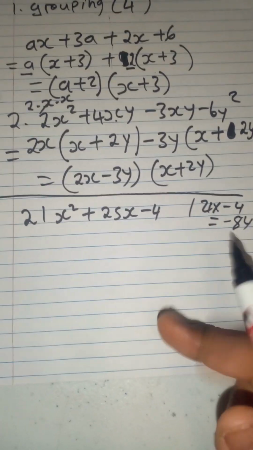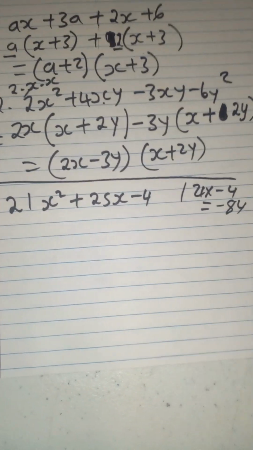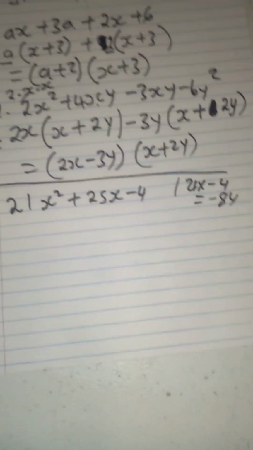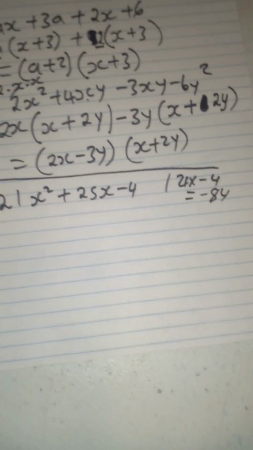Is it fine? So now what is going to happen is that you are simply going to use the very same method I gave you, where you say 84 divided by 2, 84 divided by and so on. So now let me write this here so that you can understand the whole procedure. Okay, so now I have 21x squared plus 25x minus 4. So the first thing first, I said you write 21 times negative 4, so I get negative 84.